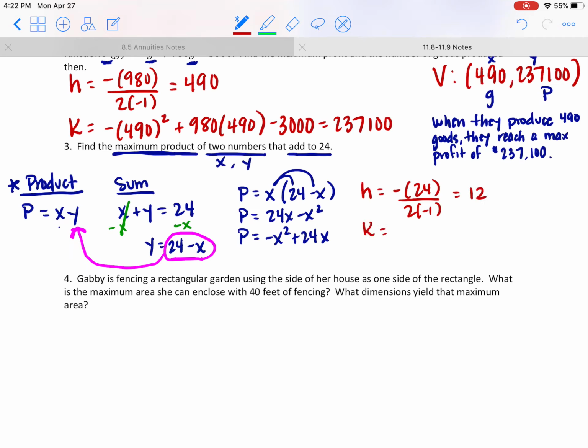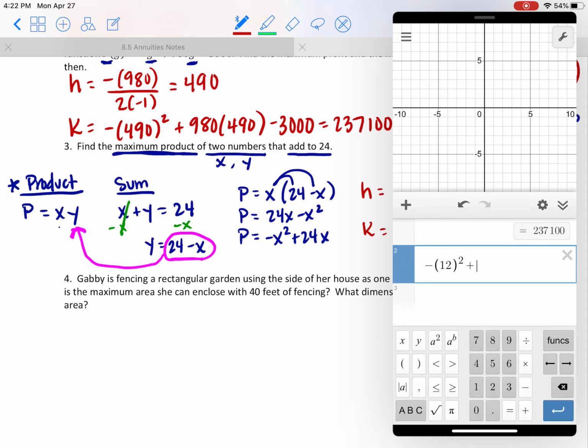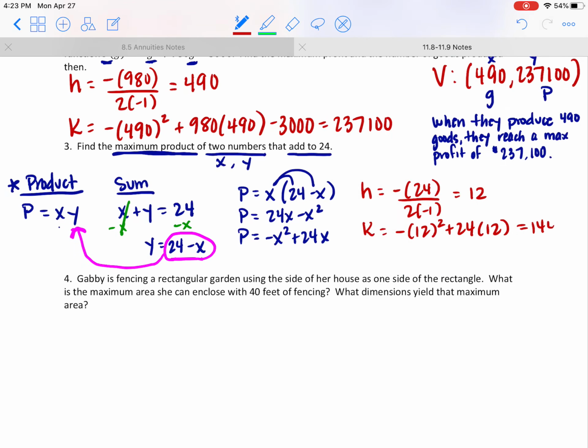All right, so now I need to find my vertex. So h is going to equal negative b, that's negative 24, over 2 times a, that's 2 times negative 1. So negative 24 over negative 2 is going to be positive 12. And then I'm going to find k by plugging that in. So negative 12 squared plus 24 times 12 is 144. Okay, so my vertex is 12 and 144.